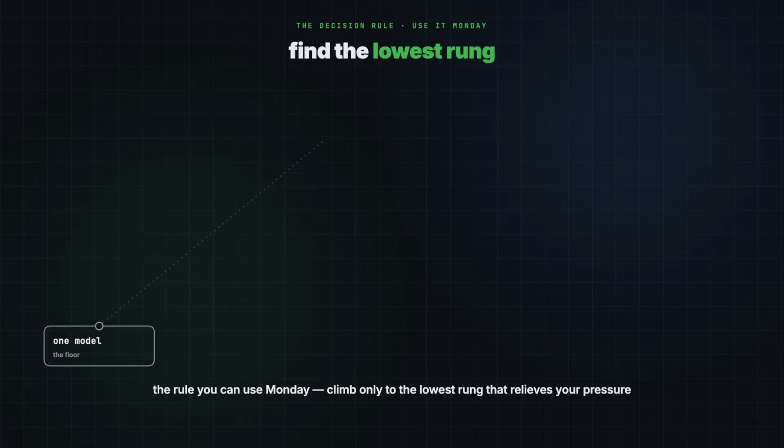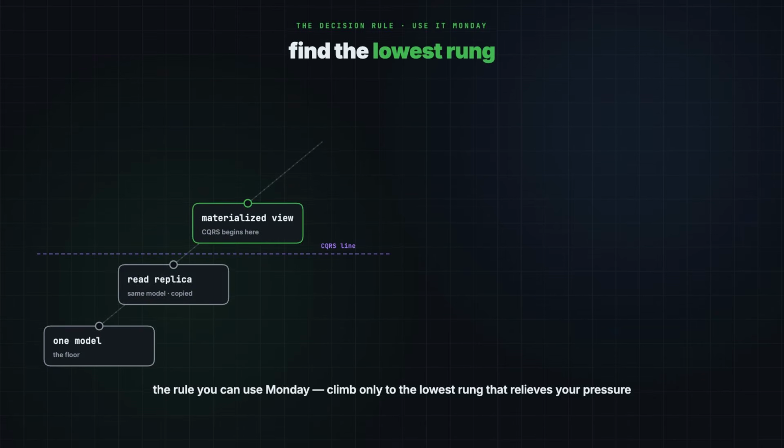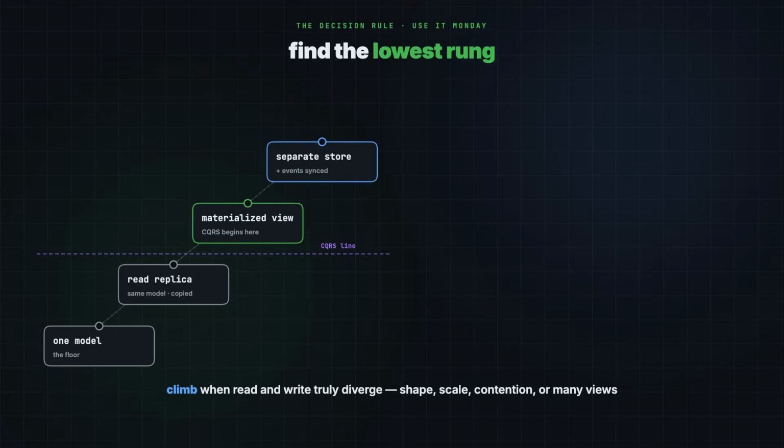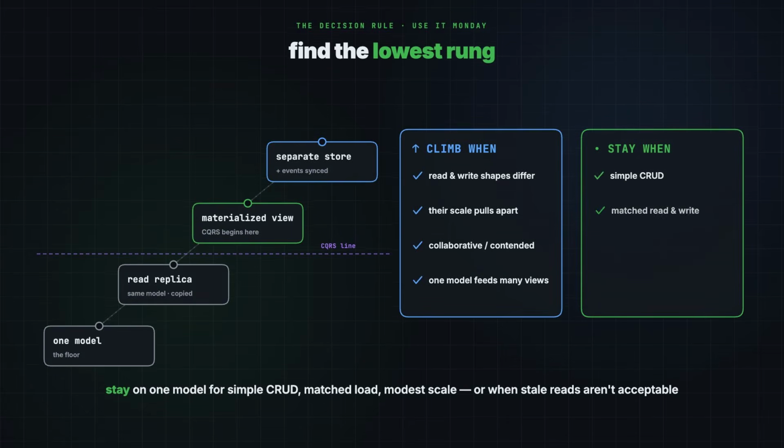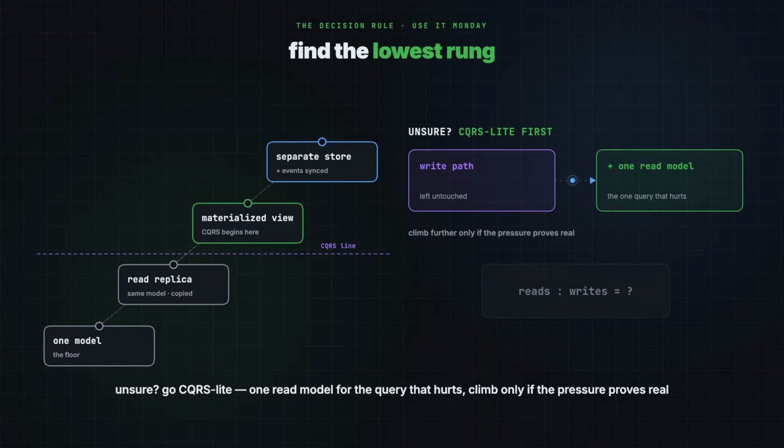Now you can put it all together. You have got the whole staircase. One model, then a read replica, the materialized view where CQRS began, and a separate store kept in sync by events on top. Climb when read and write shapes truly differ, when their scale pulls apart, when many people edit the same data, or when one source has to feed many views. Stay on one model for plain CRUD, for matched read and write, for low traffic, or when stale reads simply aren't acceptable. When you are unsure, go CQRS Lite first.